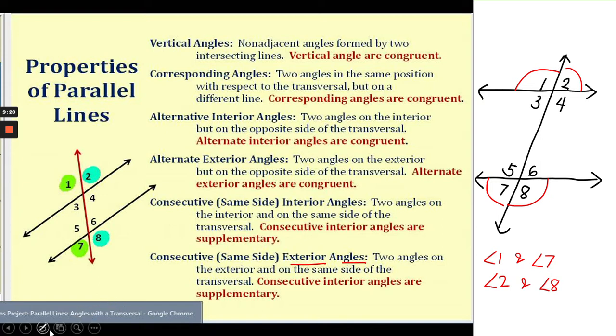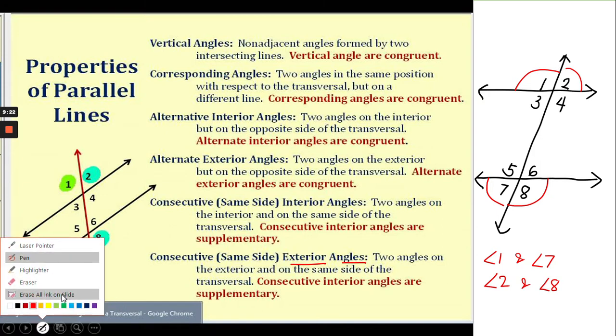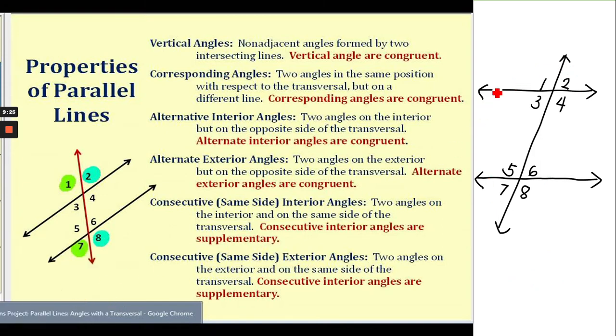Okay, aside from that, we also have another angle pair and we call that linear pair. Linear pairs are angles that form a straight line. That's why it's called linear. And they're always adjacent. So what are the examples of linear pairs? Angle 1 and angle 2 are linear pairs. As you can see, they form a straight line.